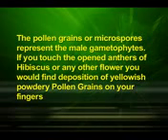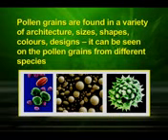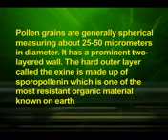If you touch the open anthers of hibiscus or any other flower, you would find deposition of yellowish powdery pollen grains on your fingers. You can observe them with the help of a microscope. Pollen grains are found in a variety of architecture, sizes, shapes, colors, designs. It can be seen on the pollen grains from different species. Pollen grains are generally spherical, measuring about 25 to 50 micrometers in diameter.